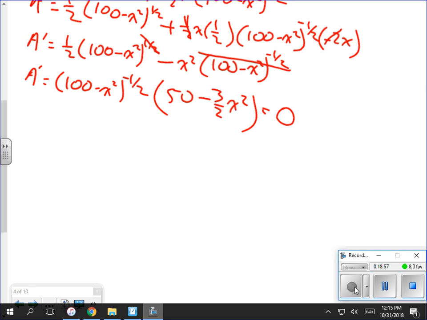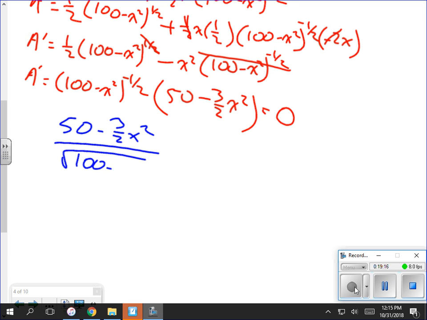Okay, so if I have it equal to 0 and I rewrite this, it's actually not as hard as it looks, because this is (50 minus 3/2 x squared) over the square root of 100 minus x squared equal to 0. Take the time to rewrite it. Now, it's not so bad, is it?